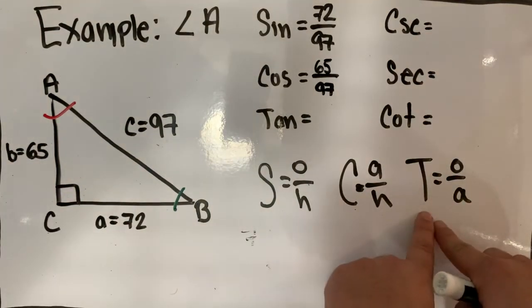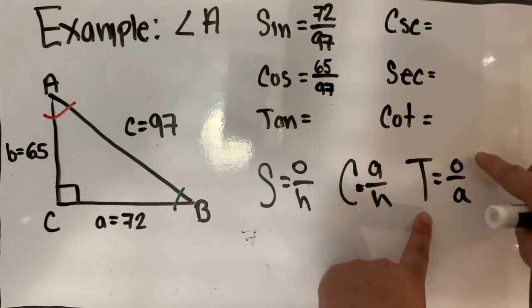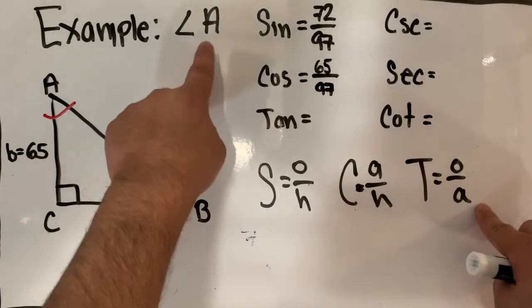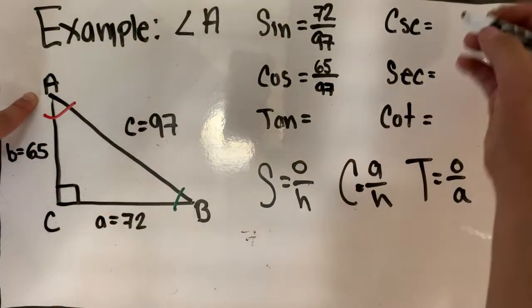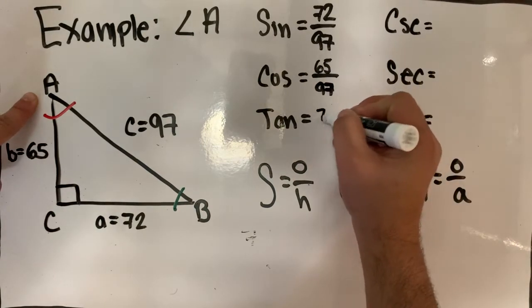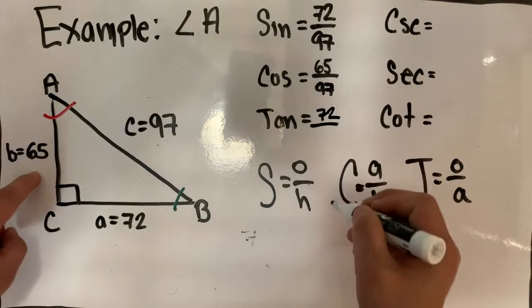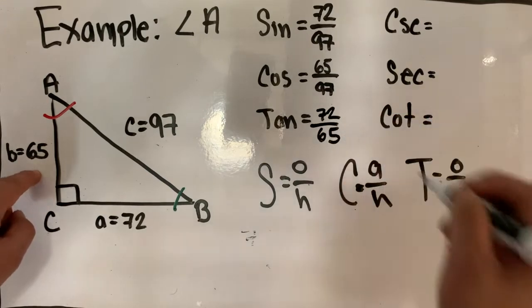And finally we have tangent. The tangent is equal to the opposite over the adjacent of the angle A, this one. The opposite is going to be 72 over the adjacent, that is going to be 65.